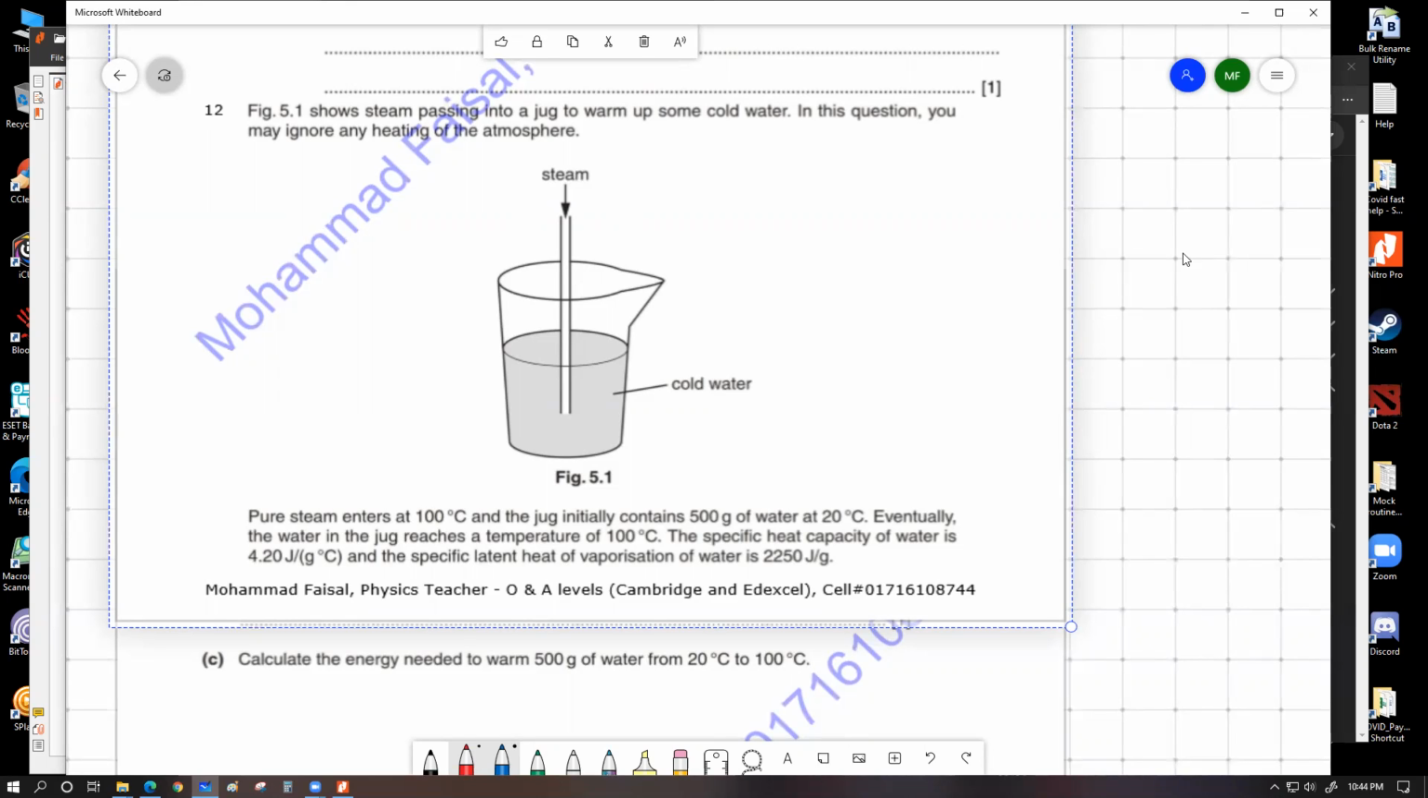Pure steam enters at 100 degrees Celsius and the jug initially contains 500 grams of water. So the point I'm making is that we're going to blow steam into this water, and that steam is going to come into contact with the cold water. And as the steam bubbles rise up, some of the steam molecules, not all of them essentially, are going to lose their heat to the cold water, and they're going to become condensate, or convert from steam.